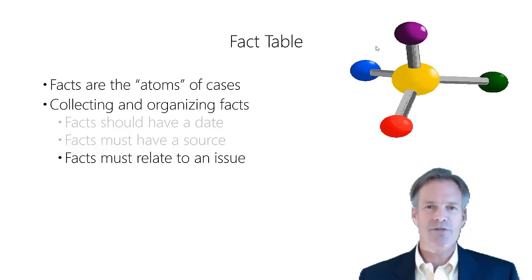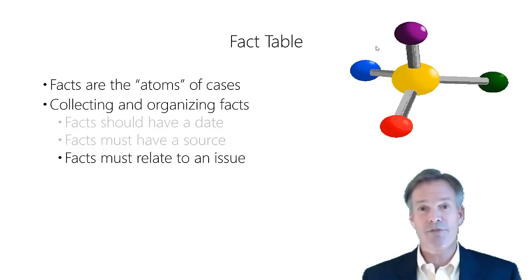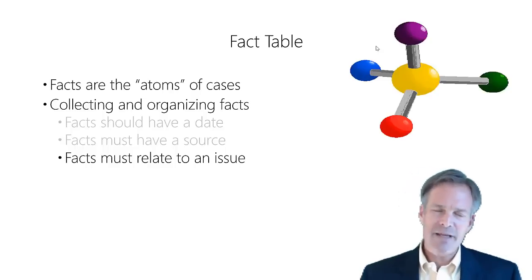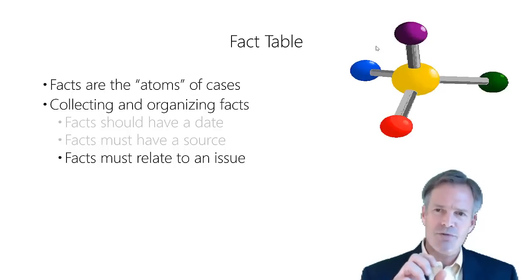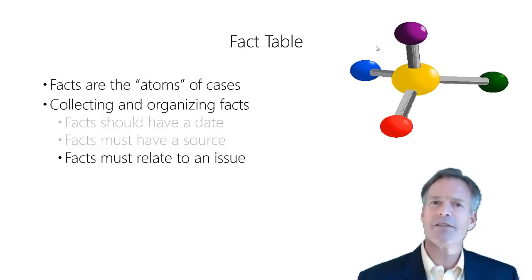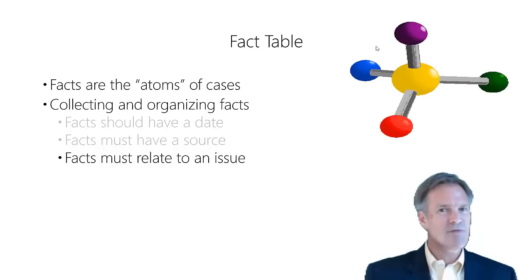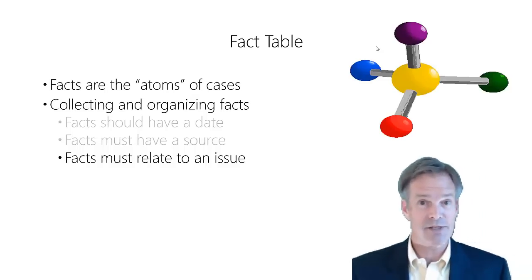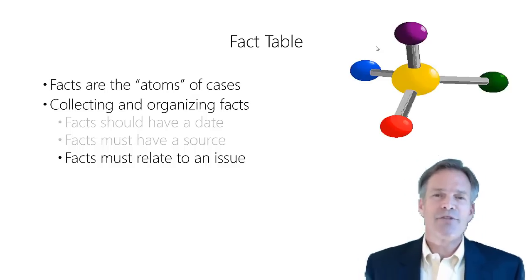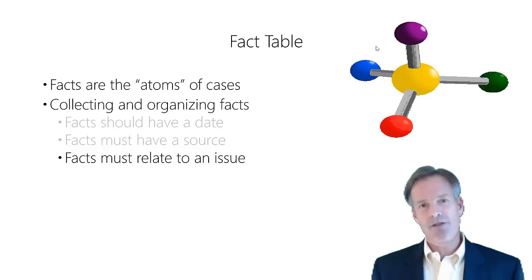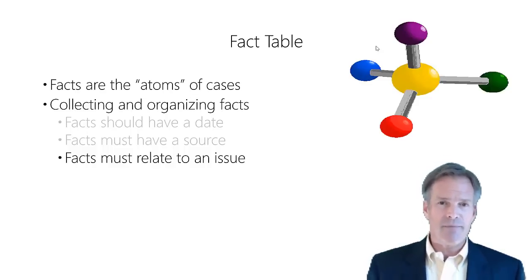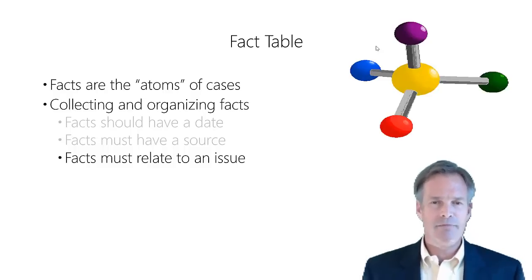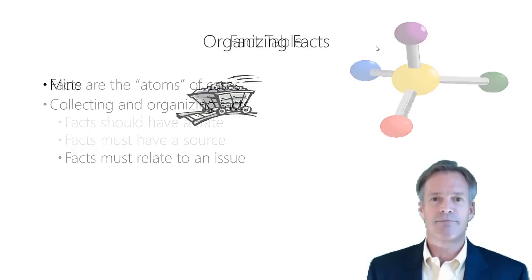Facts have got to relate to an issue. Why? Well, for a couple of reasons. First of all, to justify being on your fact table in the first place. And second, because there will be times where you want to see what facts do I have that relate to damages? What facts do I have that relate to the light color? And you want to just cull out, for purposes of your analysis, those facts. If they're tagged to an issue, you can easily do that. And we'll talk about how to do that through filtering and sorting later. But when you are constructing the fact table, make sure that every fact relates to an issue.